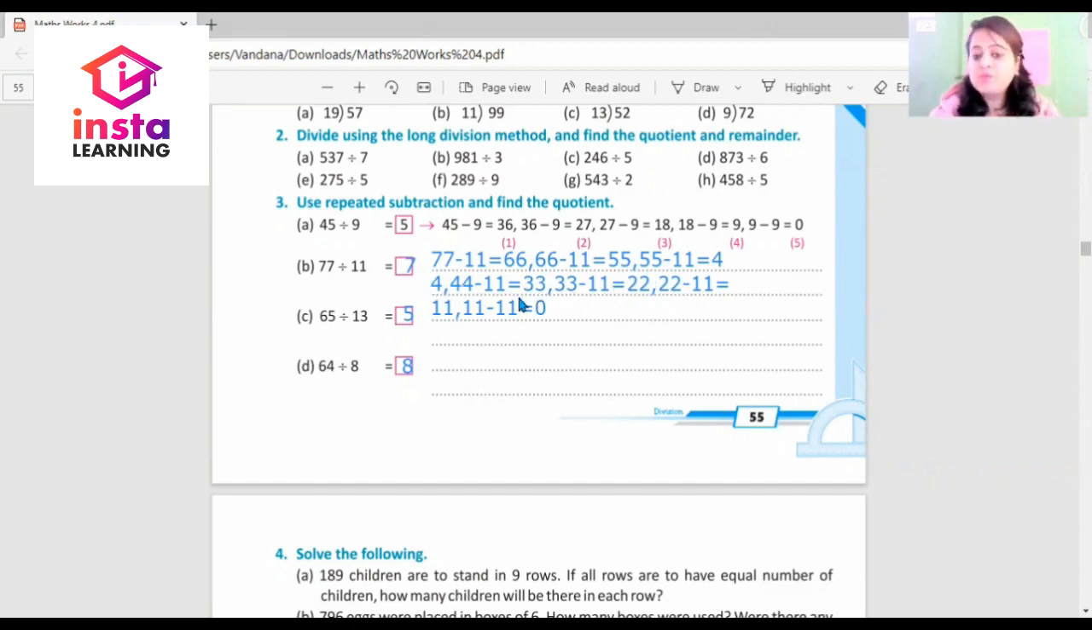You have reached 0 now. Then how many times have you done this? 1, 2, 3, 4, 5, 6 and 7. Means 7 times you have done this repeated subtraction and you will get the answer 7 here. Okay, got it? Like this you have to do these two sums. Okay, students? It's very easy and interesting.